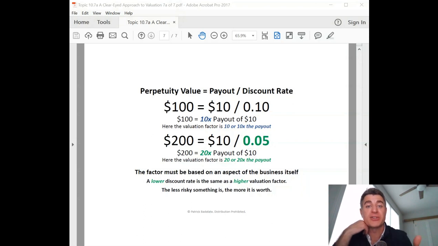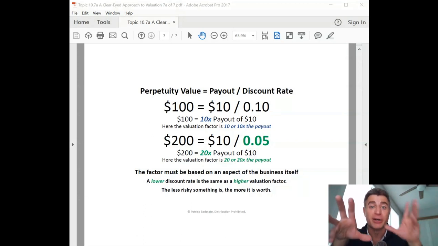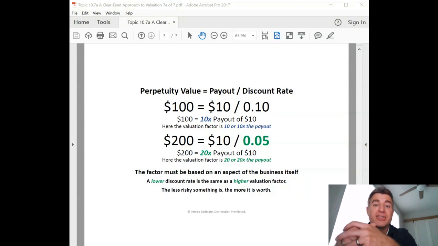If the factor is based on the business itself, and we're just assuming that I'm right here, my discount rate is not 10, it's 5. The lower discount rate is mathematically the same as a higher valuation factor, a higher valuation multiple. And again, the less risky something is, the more it should be worth. So that's the way the math of this should work out. All right. And that is actually it for this one.